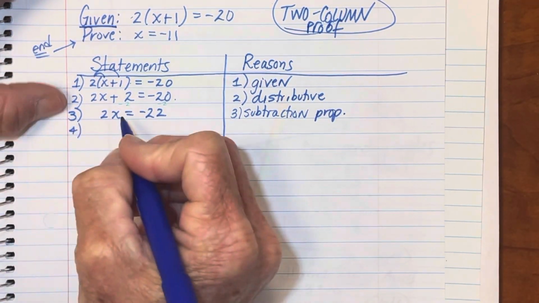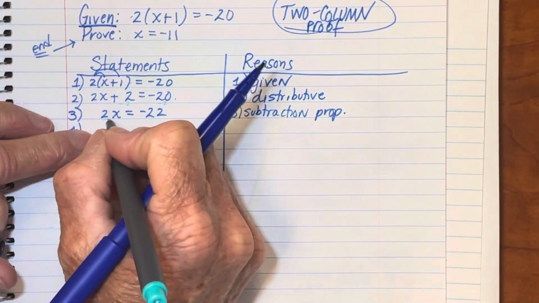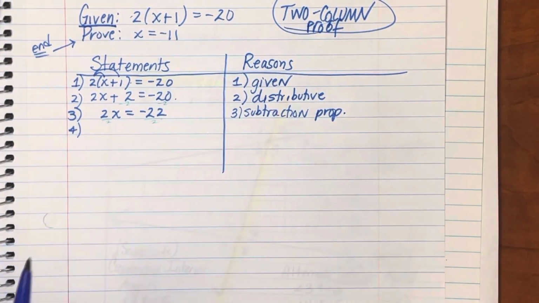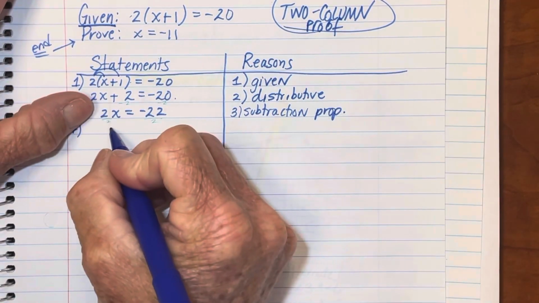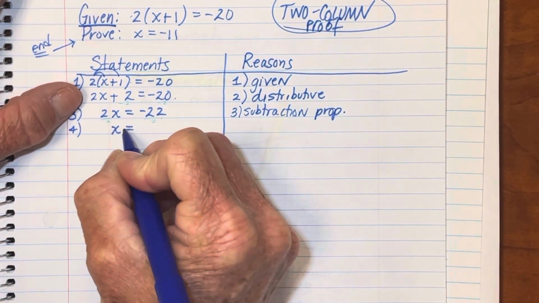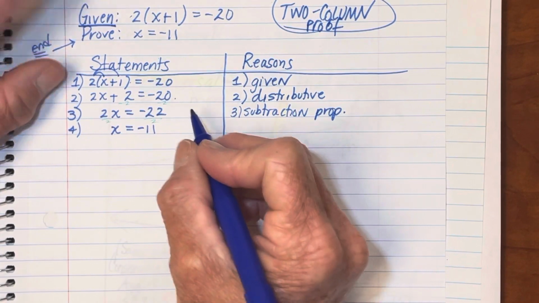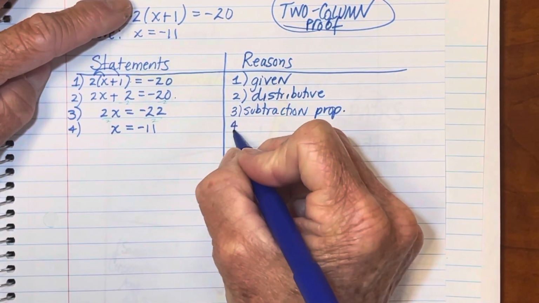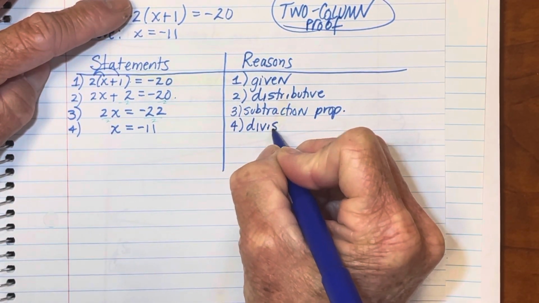So what would we do next? The next thing we would do is go ahead and divide both sides by 2. Again, that might not be written. The next line may simply be x equals -11. So from here to here, we use the division property of equality.